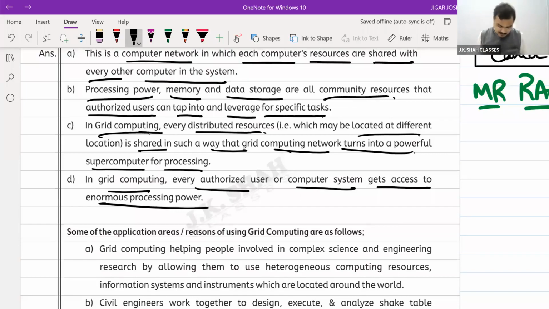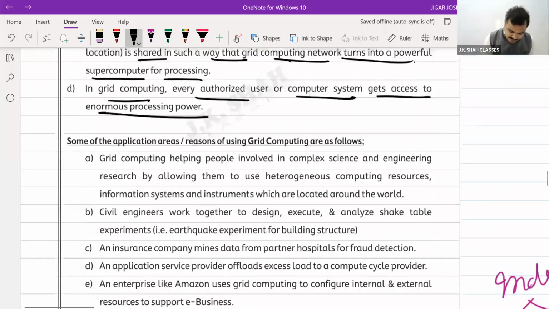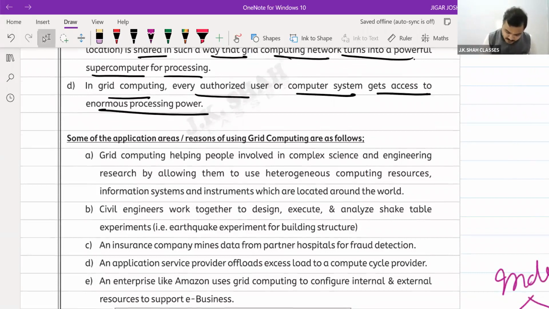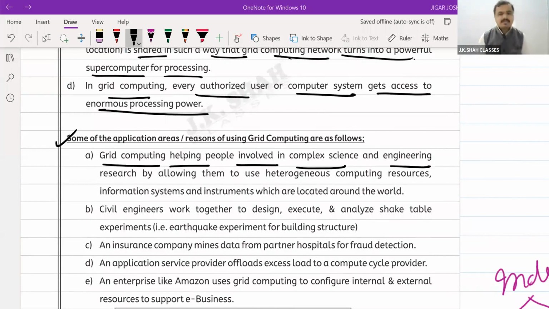Further, some application areas where this can be used. Grid computing helps the people involved in complex science and engineering research. So complex science and engineering research work can be done with the help of grid. What we are learning? Application. Make sure of this, where grid computing can be used. Number one, it can be used in complex science and engineering research.